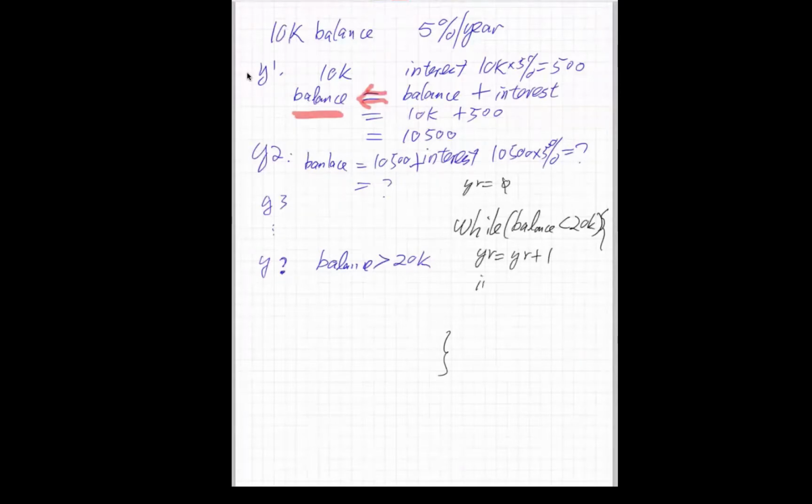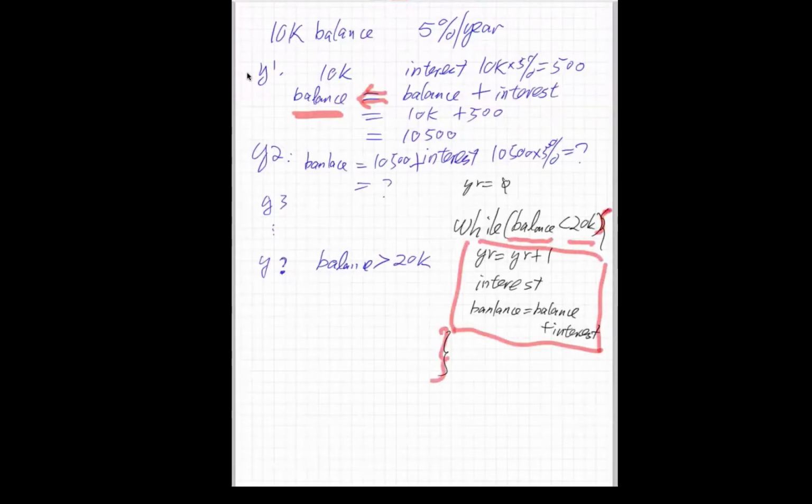And then I'm going to calculate the interest, and then update the balance equal to balance plus interest. So that's basically my step-by-step process solved by this while loop. The balance less than 20K is the while loop condition. When that condition is met, what's inside will be executed, and those two curly braces define the scope when the while loop condition is satisfied.